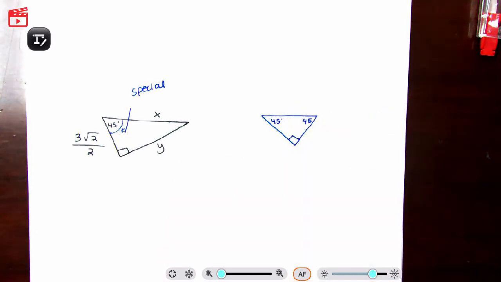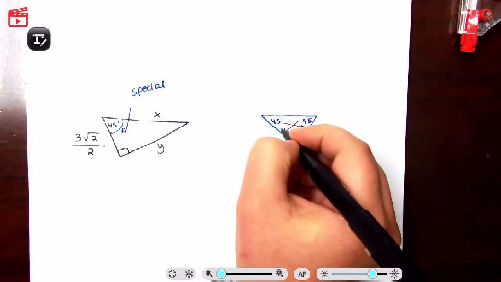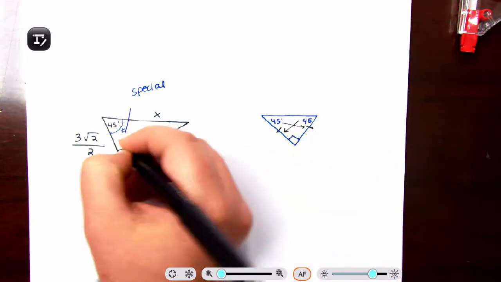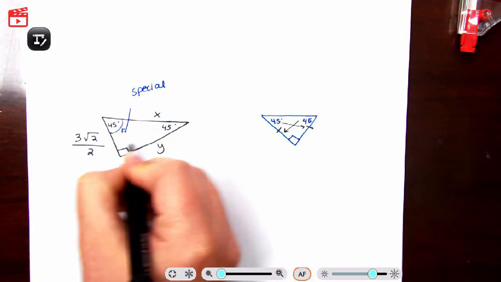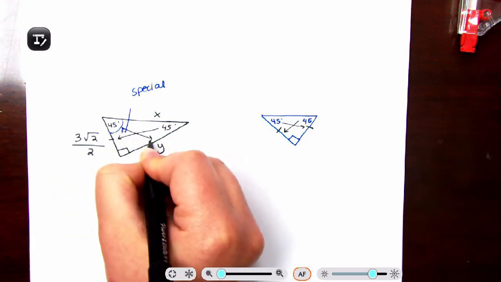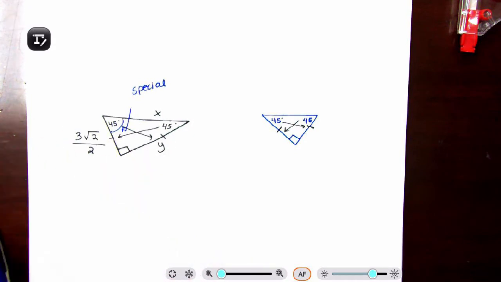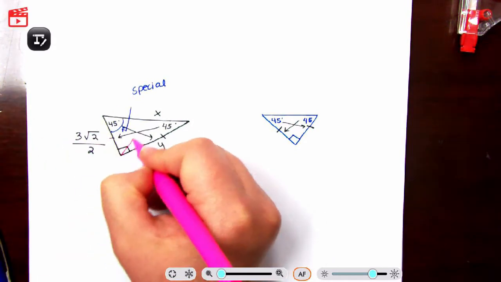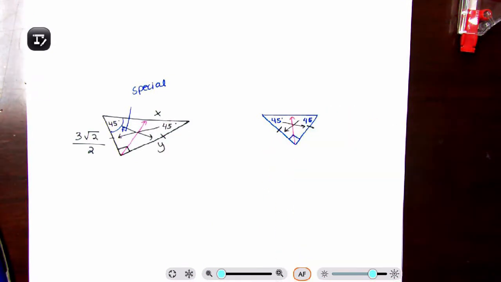When we have a 45, 45, 90 triangle, that means the sides opposite those angles are congruent. So that means the sides opposite the angles, here's angle 45, are congruent. So opposite, congruent, opposite, congruent. So right off the bat, you know that y is equal to this mess. Now, the hypotenuse is always across the street from your right angle. So we have our hypotenuse there.